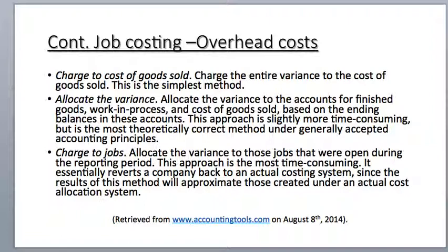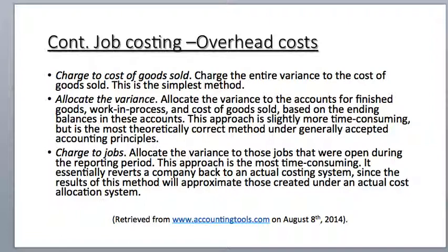Again, job costing. We're talking about the charge to cost of goods sold, to charge the entire variance to the cost of goods sold. This is the simplest method. We can also allocate the variance to the accounts for finished work, work in progress, and the cost of goods sold based on the ending balances in these amounts. This approach is slightly more time consuming, but is the most theoretically correct method under generally accepted accounting principles.